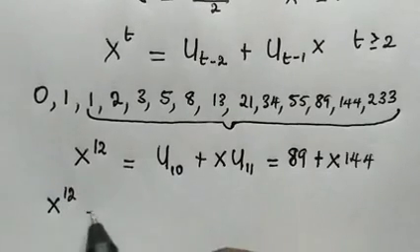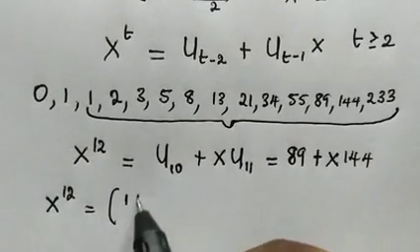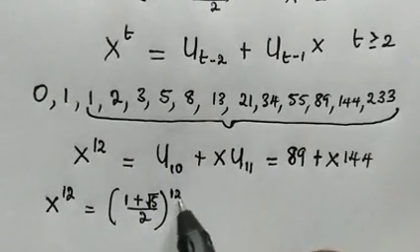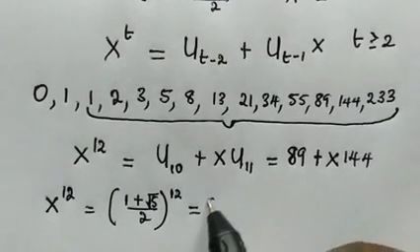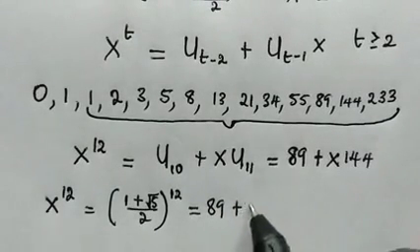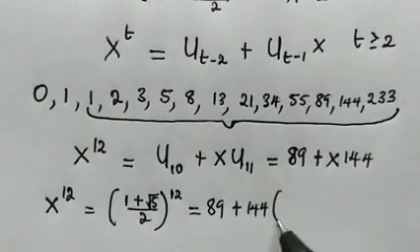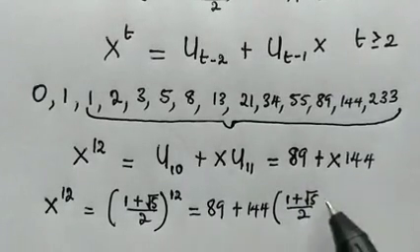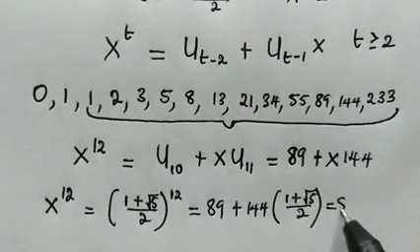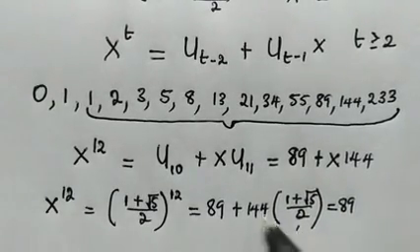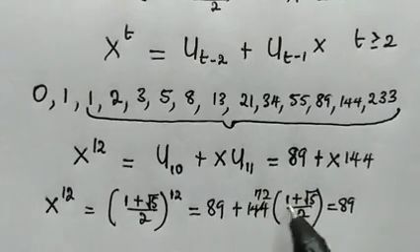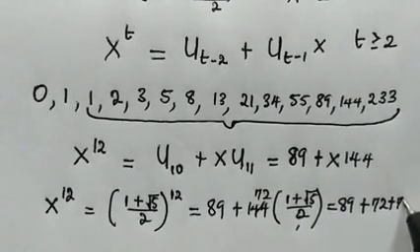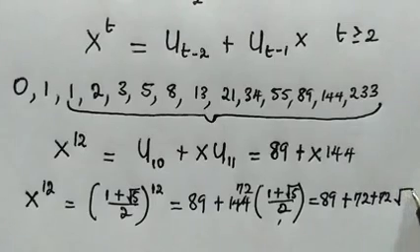Remember, this x to the power of 12 is equal to the 12th power of the golden ratio, 1 plus root 5 divided by 2. So this is equal to 89 plus 144 multiplied by x, which is 144 multiplied by the golden ratio, 1 plus root 5 divided by 2, right? So this will be equal to 89. We know that 144 divided by 2 is 72. So 72 times 1 gives us 72, then plus 72 root of 5, right?